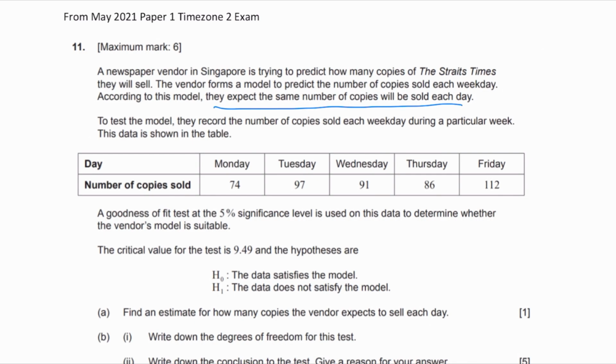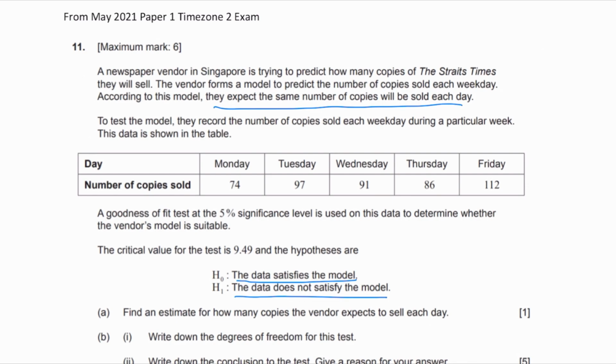model is suitable. The critical value for the test is 9.49, and the hypotheses are, well, what's really nice here is that they're giving you the hypotheses, but still, pay attention to how they word the hypotheses so that if they had asked you to write them yourself, you would get an idea of how to do that. So in this case, the null hypothesis is the data satisfies the model, and the alternative, the data does not satisfy the model, because this is one of these model types questions.